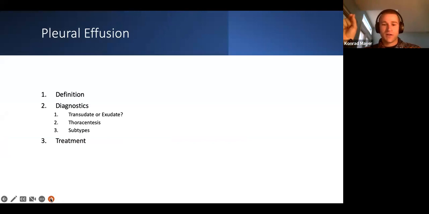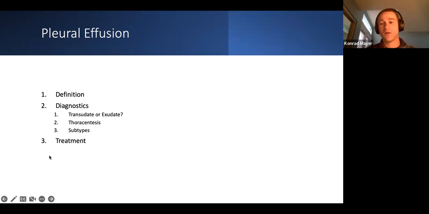But we'll also talk about, I took some pictures from Amboss of all the equipment that you need to perform a thoracentesis, and I can talk you through that. And afterwards, we'll touch upon a few subtypes of pleural effusion. And finally, it'll be a smaller point, but the treatment, because we're going to learn that there are so many different underlying causes of pleural effusions, so the treatments are going to be very specific.